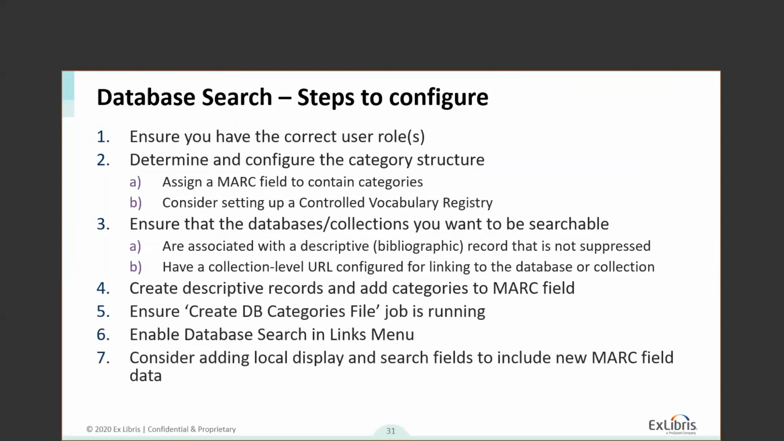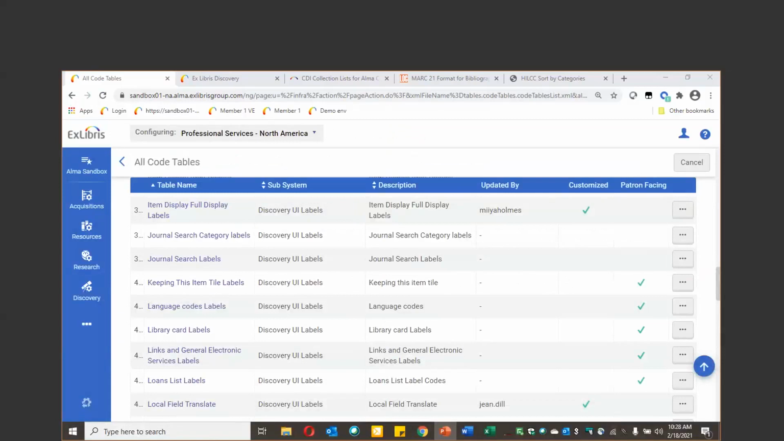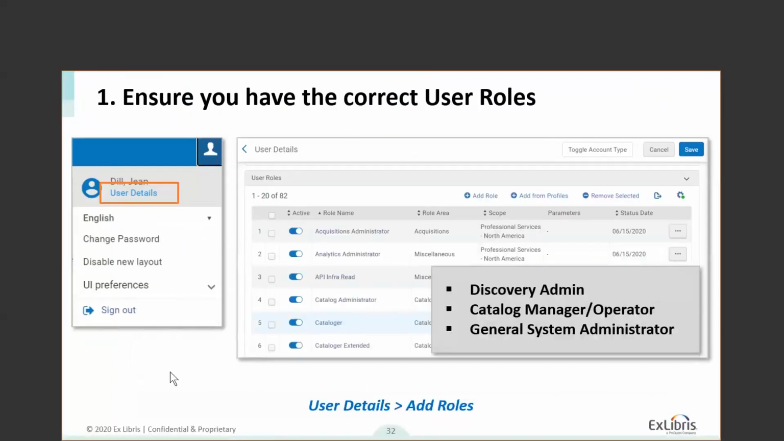Okay. Oh, actually, let me continue on. Let me just show the roles that you need. So you need a few extras for this. Discovery admin per usual. You'll also need a catalog manager or operator role for this because you'll be working in the metadata editor to actually work on the bib. And then you need the general system administrator role.